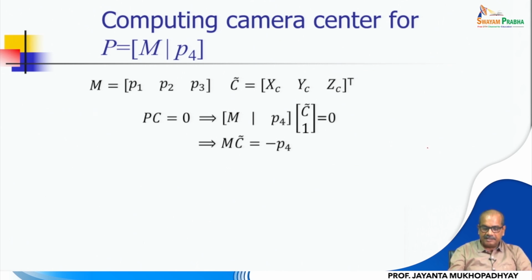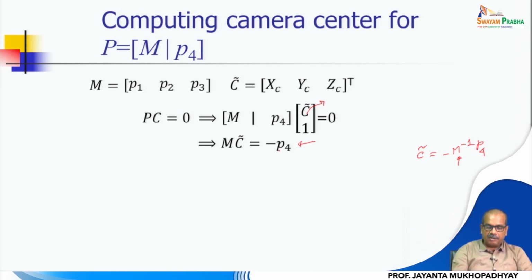So, just to write once again, c tilde, which is the camera center's three-dimensional coordinate in the non-homogeneous coordinate system, is equal to minus M inverse P4. So you require an inversion, but there is a way by which this inversion also can be avoided. If I apply simple Cramer's rule for solving a set of linear equations, instead of that, we can write M c tilde equal to minus P4.